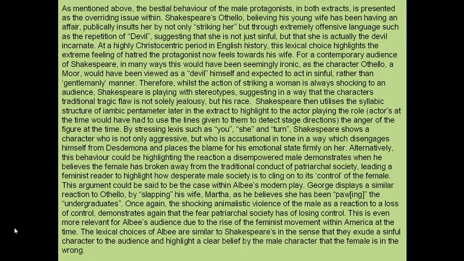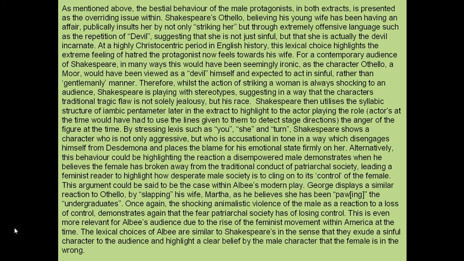firmly on her. Alternatively, this behaviour could be highlighting the reaction that disempowered males demonstrate when they believe the female has broken away from the traditional conduct of patriarchal society, leading a feminist reader to highlight how desperate male society is to cling on to its control of the female. This argument could be said to be the case within Albee's modern plays. There's my link to my second text. I've done all my language analysis, my context, etc.